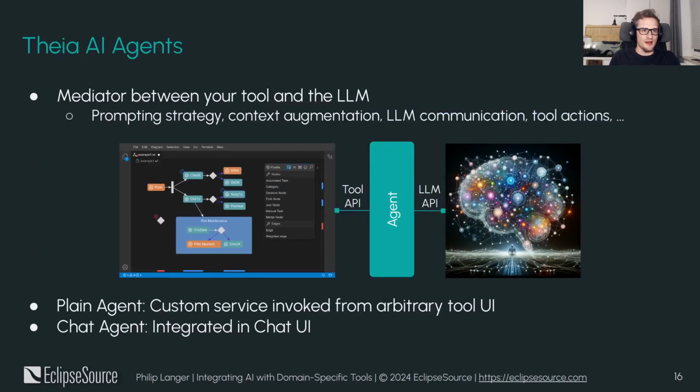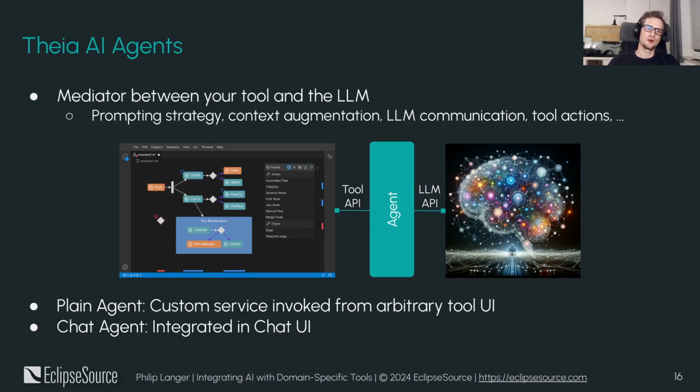What is a Theia AI agent? The Theia AI agent is really the mediator between your tool and the LLM. That means it encapsulates the prompting strategies, context augmentation, the LLM communication, tool actions, and all of that. In Theia AI, there are two types of agents. There are plain agents, which are essentially custom services that can be invoked from anywhere in the UI, or there are chat agents, which are agents that can be addressed in the chat UI.